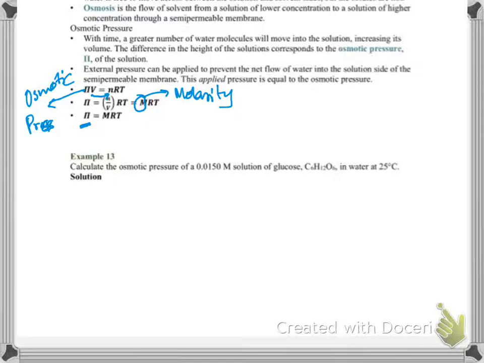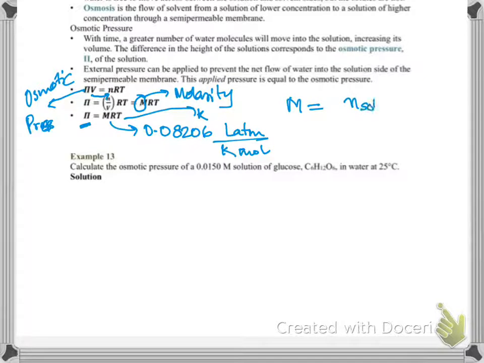This R, gas constant, its value is 0.08206 liter atmosphere per Kelvin mole. T is the temperature, and this temperature has to be in Kelvin, and M, uppercase M, is molarity, which is the moles of solute divided by volume of the solution in liters.